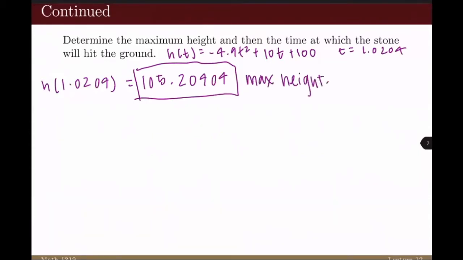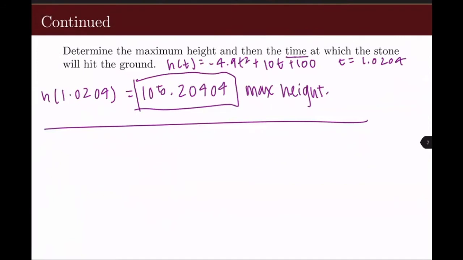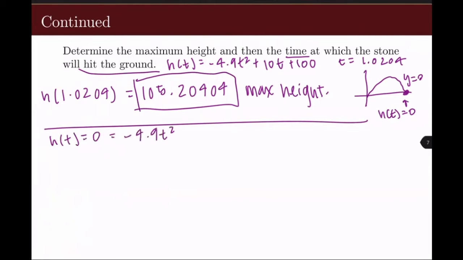height. So if we're trying to find the time at which the stone hit the ground, you want to think about if you actually throw a stone or any object, when it does hit the ground, it has a height of 0. And also think y equals 0. If something is on the ground, it has no height, right? So that means we want to set our function h of t equal to 0. And our function h of t is this negative 4.9 t squared plus 10t plus 100.